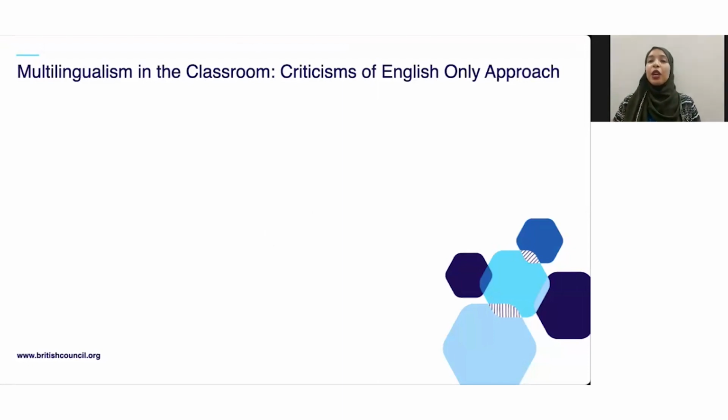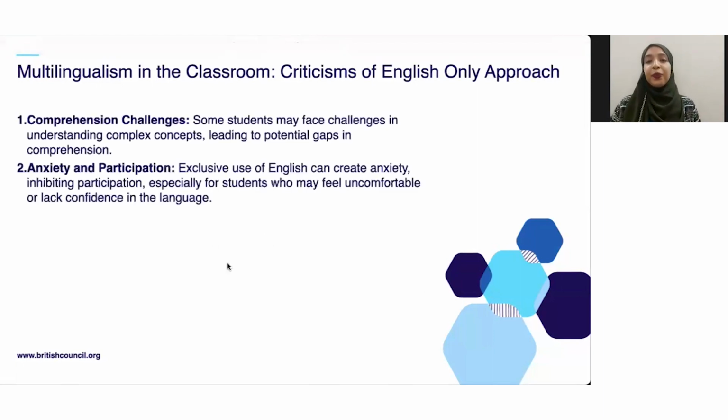Thank you, everyone. Okay, so the criticisms of an English-only classroom are, number one, comprehension challenges. Yes, the obvious, right? Because some students may face challenges in understanding complex concepts, and when we are speaking English, we do not have the option of explaining those complex concepts in the native language. Some students may have gaps in comprehension. So this is a very important criticism of using only English in our classroom. Number two, anxiety and participation, especially if our students are beginners. Some students may feel intimidated by the language.